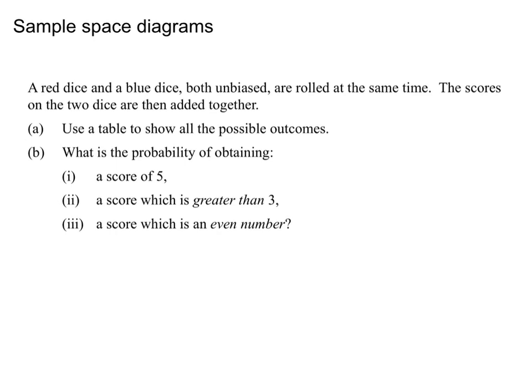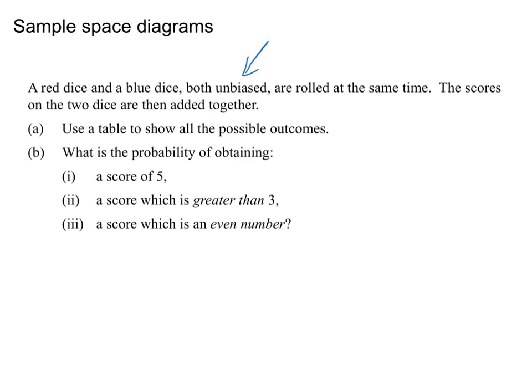So for this particular question involving red and blue dice, it talks about them being unbiased. And that just means that they are fair dice. They've not been altered in any way, so there is equal probability of rolling any of the numbers.